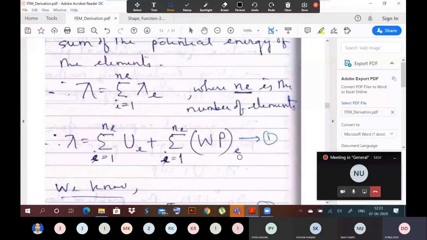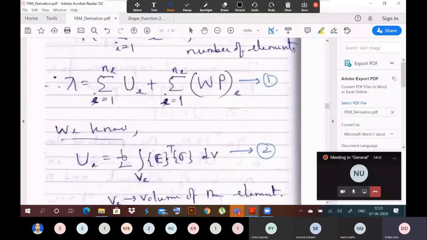Now what is strain energy? This is a general expression for strain energy: half into integration over volume, epsilon transpose sigma dV. Here we are finding the strain energy of an element. So we have to integrate this expression over the volume of the element. So strain energy of an element will be equal to half into integration over volume of the element, epsilon transpose sigma dV, where V is the volume of the element.